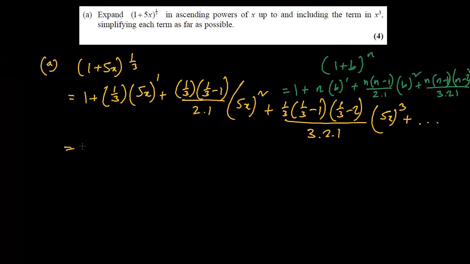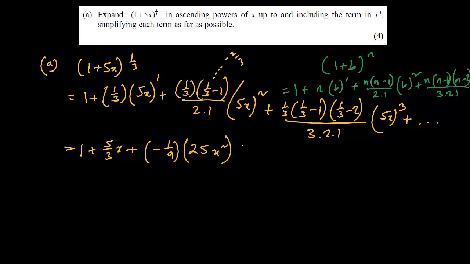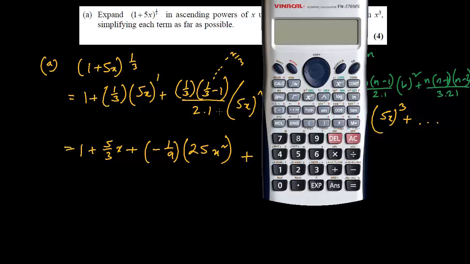So the calculation is going to be 1 plus 5 by 3x plus, this is going to be, now 1 minus 1 by 3 is 2 by 3, so this is minus 2 by 3. So this is going to be 1 by 3 into minus 2 by 3 is minus 2 by 9 divided by 2. So that is going to be minus 1 by 9. And this is going to be 5 squared is 25x squared. Plus, so again this is going to be minus 2 by 3. It's better to use the calculator this time.